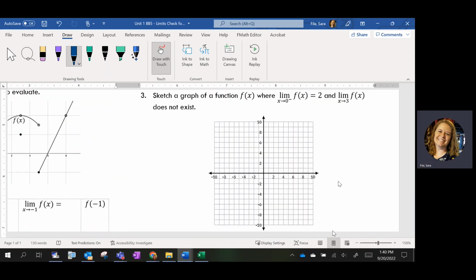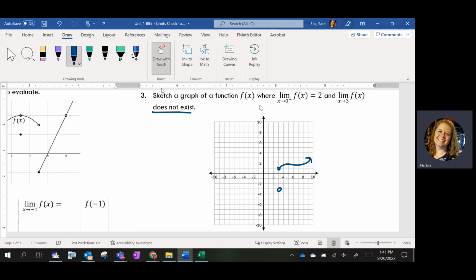Okay, on 3, you were sketching. There's tons of possible answers here. If the limit as we approach 3 exists, that means we can just have a point at X equals 3, right? Or I'm sorry, it says it does not exist. Okay, so the limit does not exist. That means it can't be a point there and it can't be a hole there. It's got to be either an asymptote or a jump at 3. So I'll make mine some sort of jump, okay? And then I don't know what it does to the other side.